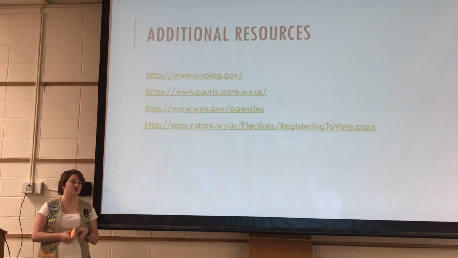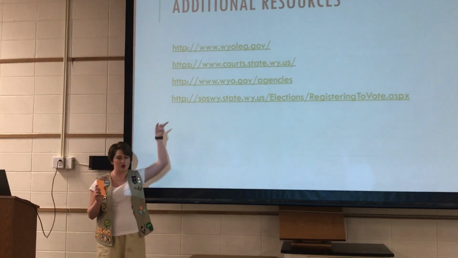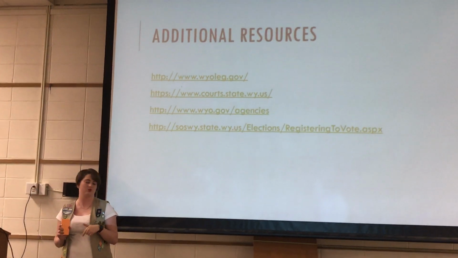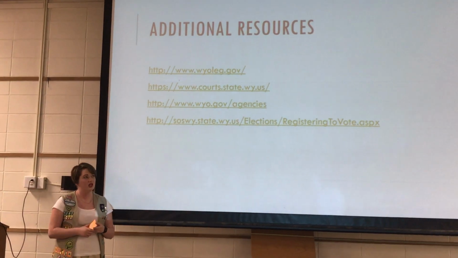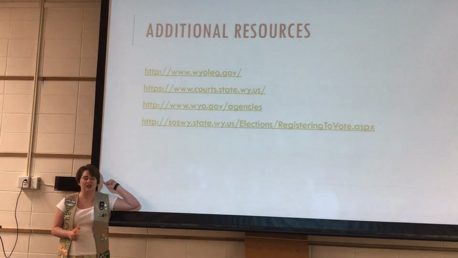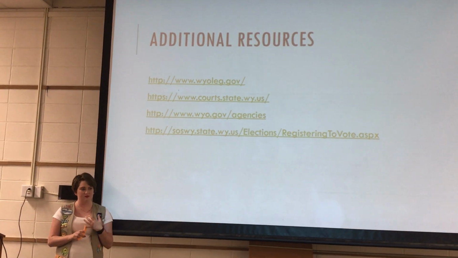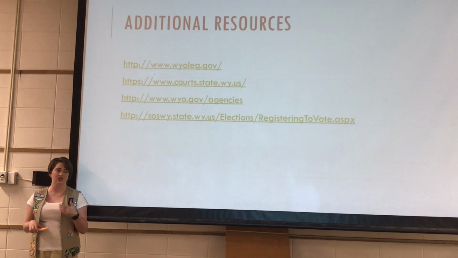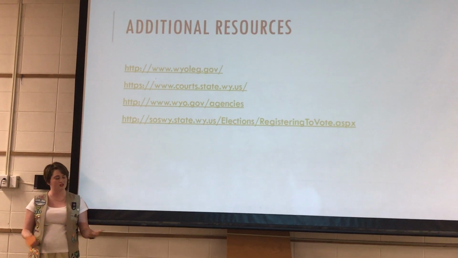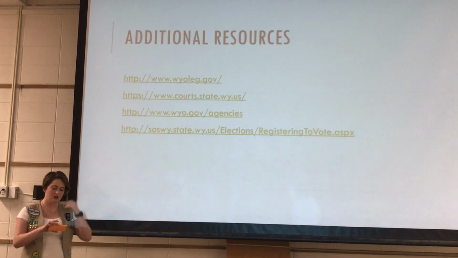So like I said, I have some additional resources that I want to talk to you guys about. The first one is the Wyoming Legislature's website. I'm going to go a little bit more in depth with that because their website's actually really cool. The next one is the website for the court system. It explains a little bit more about each individual court type, like the judges, the justices, different rulings and opinions that the courts have ruled upon, and their schedule for court cases too.